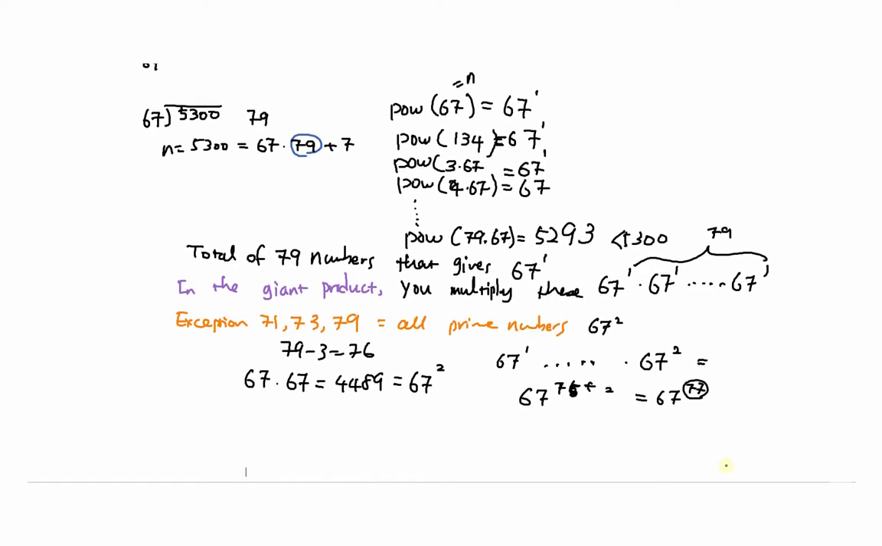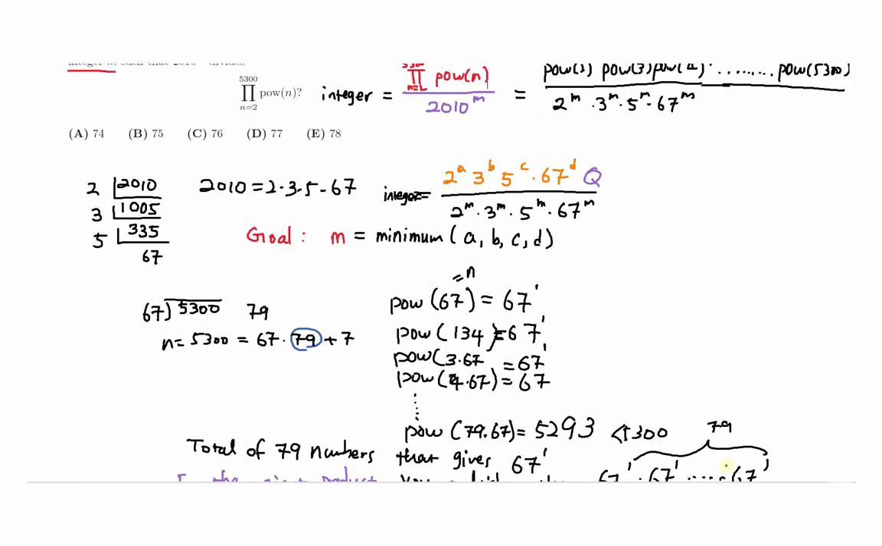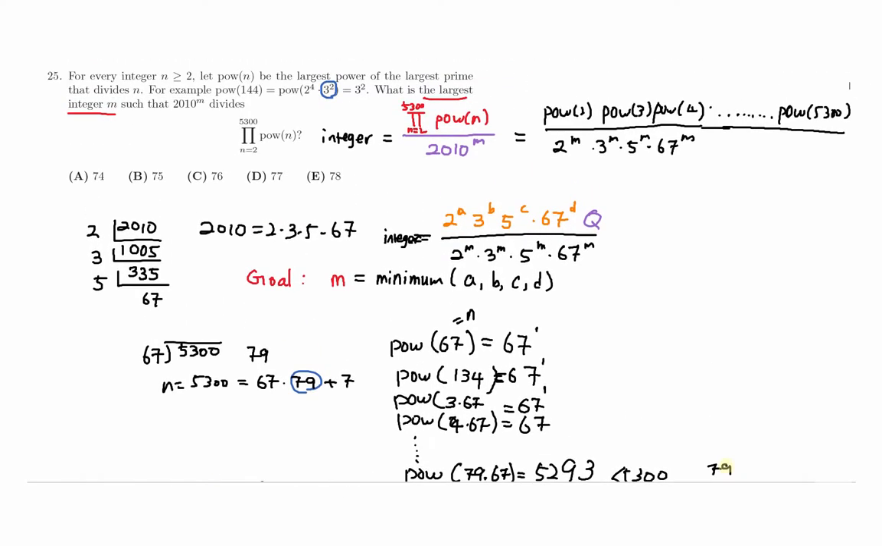Now, if this is an AMC test, you're not going to have a lot of time, and if you had the intuition that 67 is very least common, and it's also a big number that won't divide as many numbers out of 5,300, then you should go with the answer 77 here.